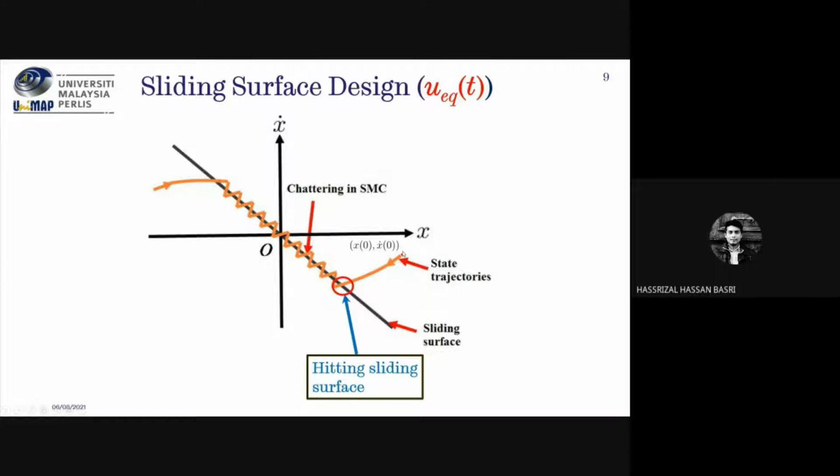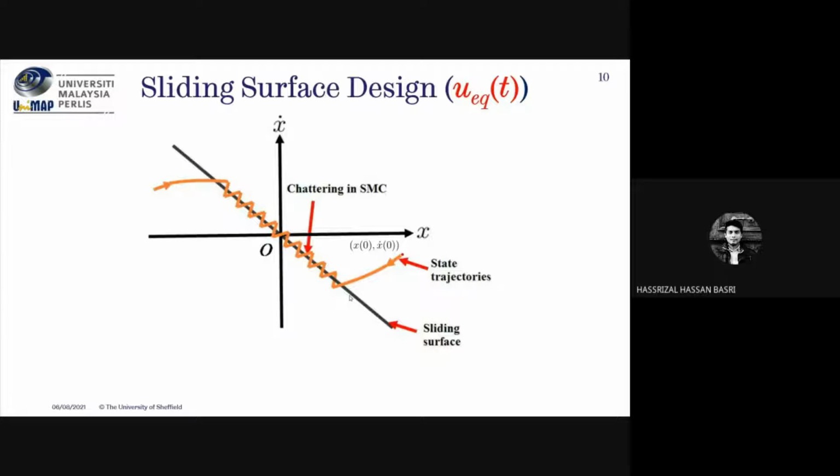So let's say you have the state trajectory. This is your output response. Now you want to get the 0 error. Firstly, we need to force our output to go to the sliding surface. So this is the hitting point. What is the meaning of this hitting point? So we go to this part. Let's say we have this sliding surface.